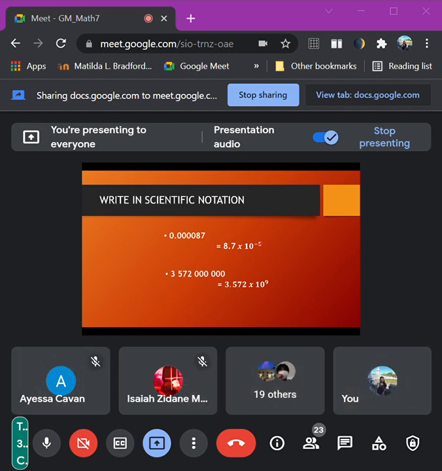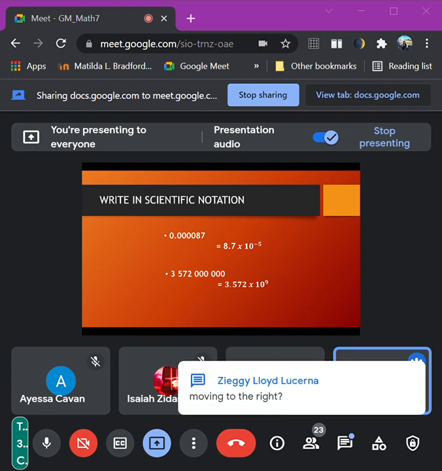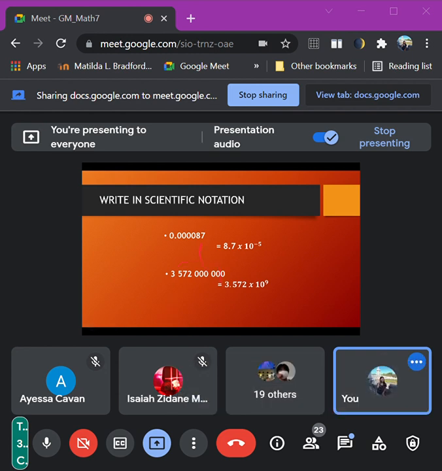Okay. So, why negative 5 is our exponent, class? The one I asked you to take note of earlier, that's the answer. Very good, Lucerna. Because we moved to the right. Di ba, I said, whenever it's right, our exponent is negative, if we move to the right. I made you note the right because it is important.